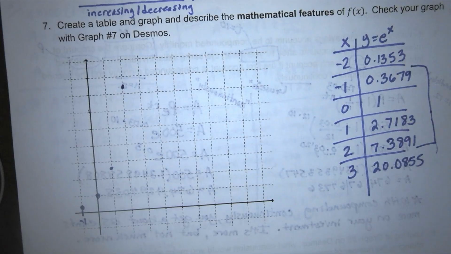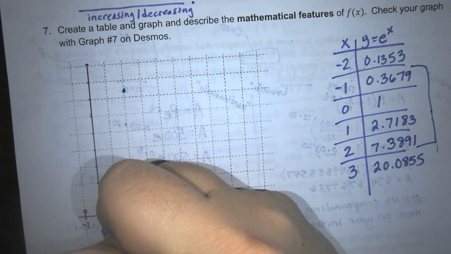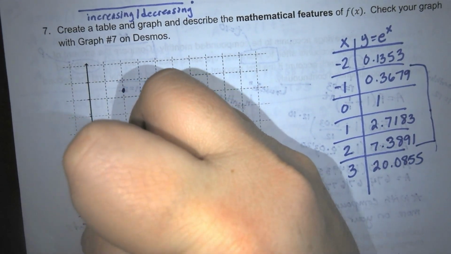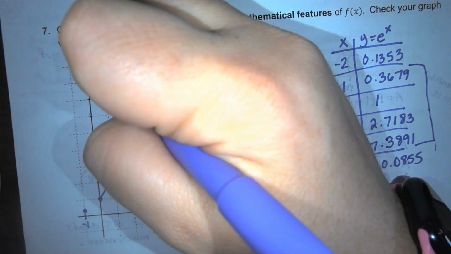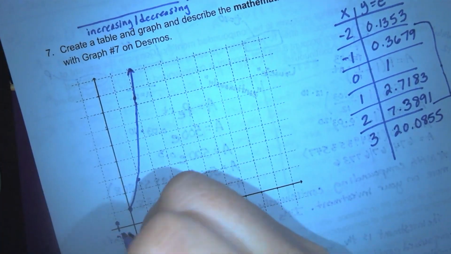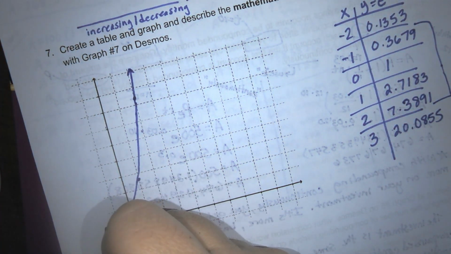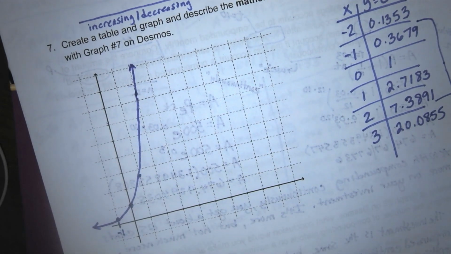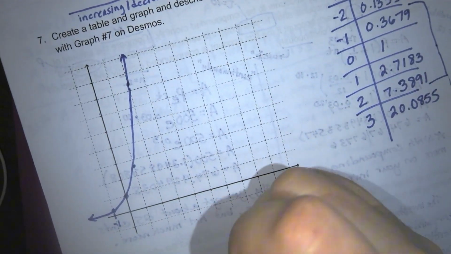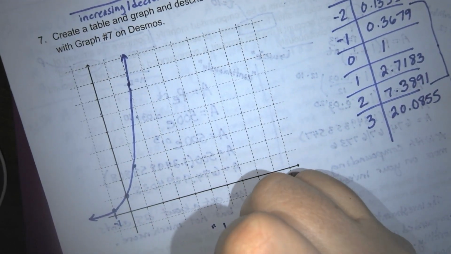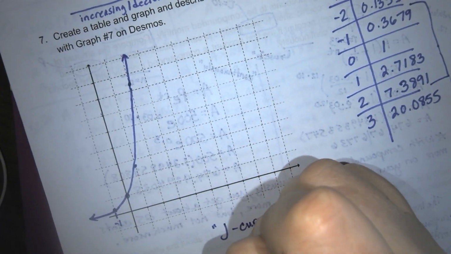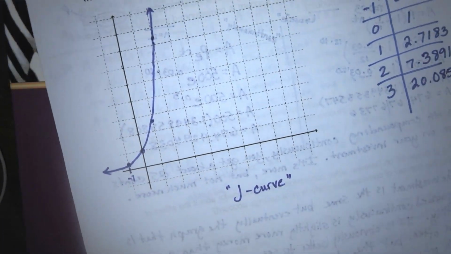So does that look how you thought it was going to look? What kind of graph is this? I bet you were thinking it is a J-curve. I believe that's what you call it. So we can say it is a J-curve. You've used that word in science before.